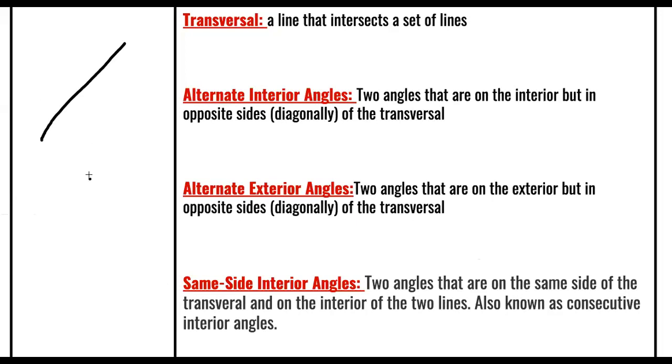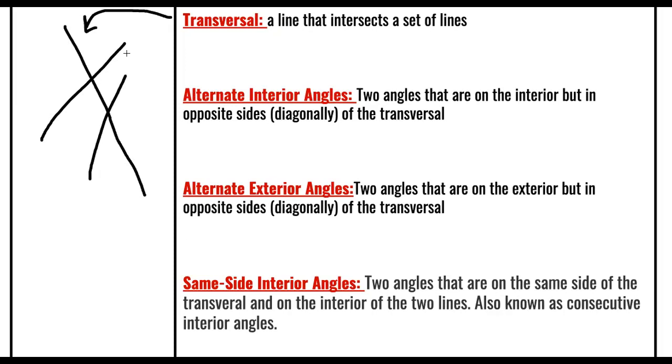So that's a line and this is a line. So that creates a set of lines. And then a line that intersects them both is the transversal. So this longer diagonal line is the transversal. Okay. Every time you have a transversal intersecting another set of lines, it creates these different areas, okay?